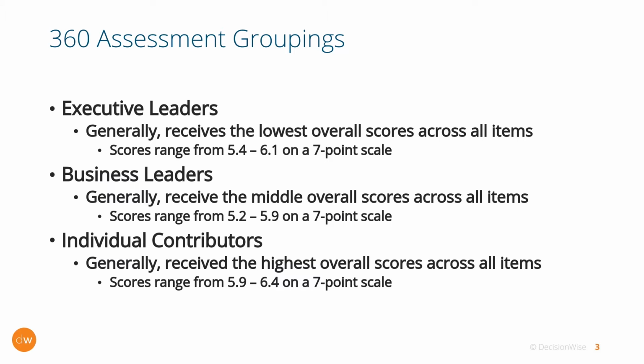Yeah, just that each of these assessments, we have thousands and thousands of people who have gone through these three, the executive, business leader, and individual contributor. So the data that we have behind this to provide some normative values is really vast. Generally, we see our executive leaders usually get the lowest scores across these three groupings. And our business leaders are generally in the middle ground.